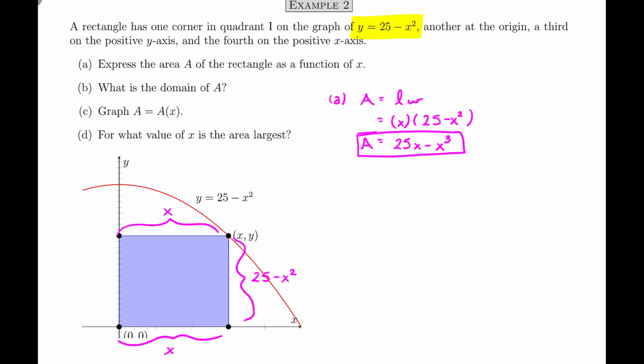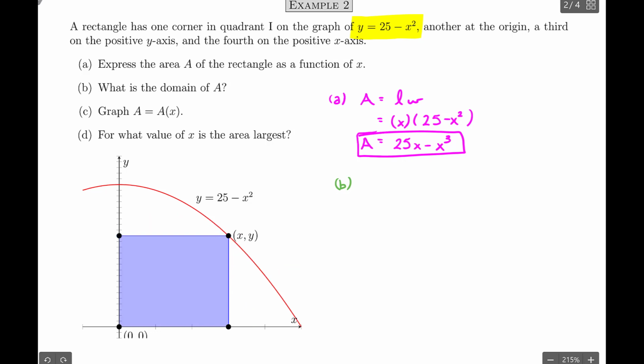So part B, what's the domain of A? Well, the domain is all the potential x values that this graph can possibly take. It starts here at 0, and then it goes out to 5 on the x-axis. Now it can't actually be 5, because if it were 5 inclusive, then it would just be a line across the x-axis, which is not a rectangle.